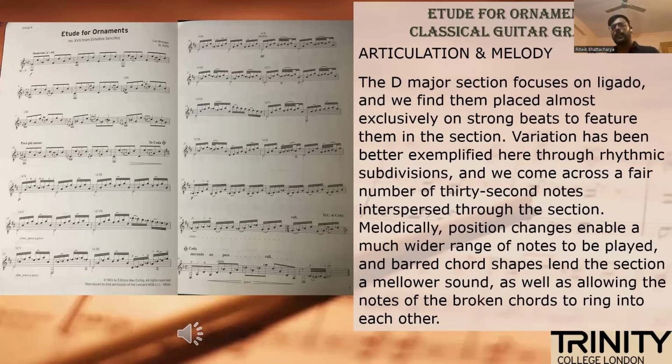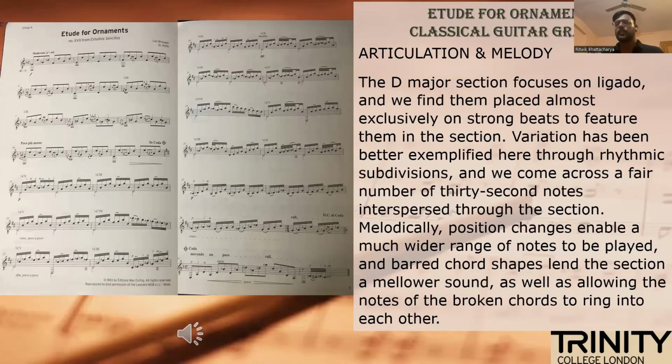We can also see that the minor and major sections have been separated by use of certain techniques. Like in the minor section, there were a lot of grace notes. The D major section focuses on legatos or slurs, and we find them placed almost exclusively on strong beats to feature them in the section. Variation has been better exemplified here through rhythmic subdivisions rather than using grace notes, and we can see a fair number of 32nd note sections that are interspersed throughout this part of the piece.